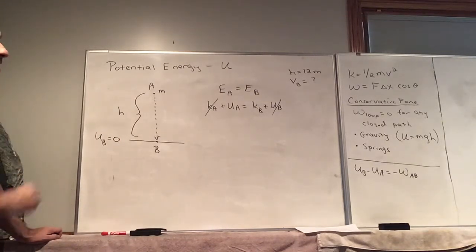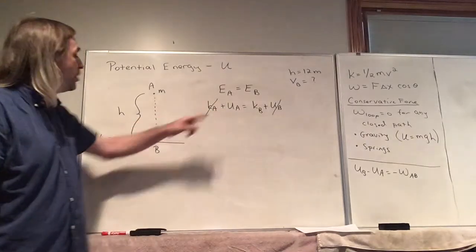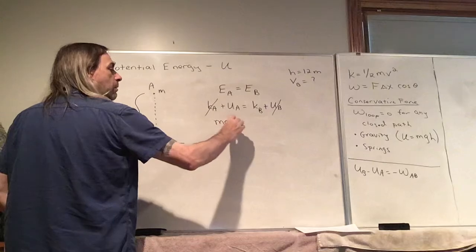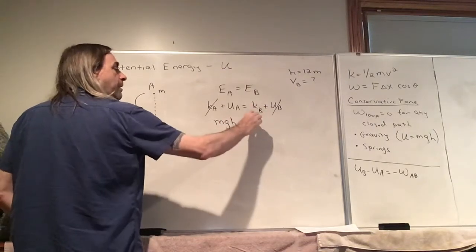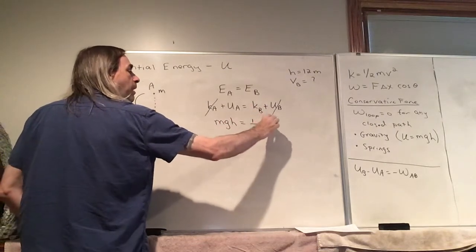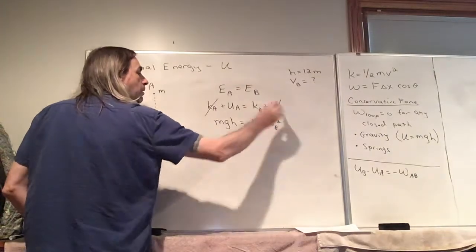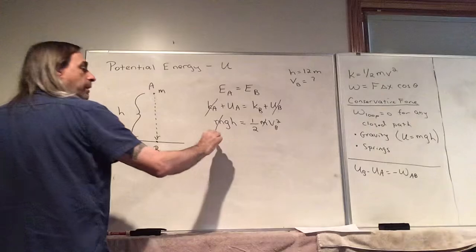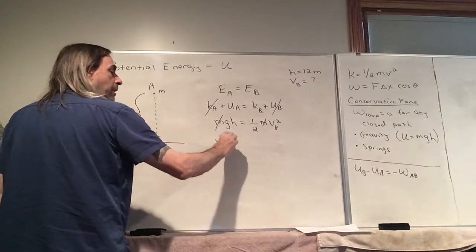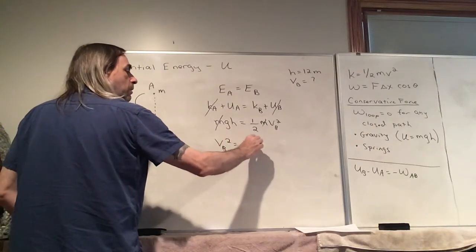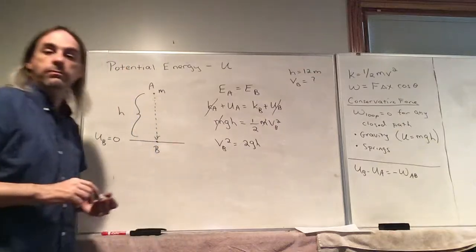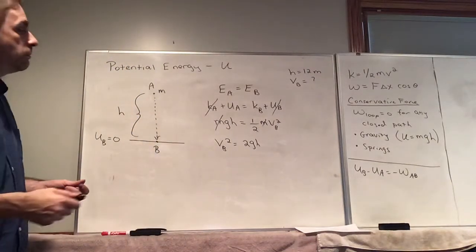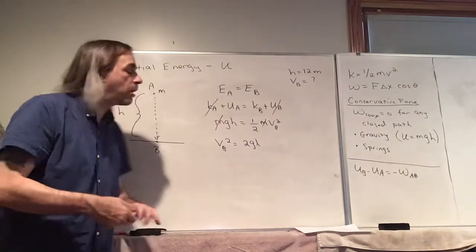Now let's continue with this. The potential energy at A is mgh, and that equals the kinetic energy at B, which would be 1/2 m vB squared. We can cancel the mass out and say vB squared equals 2gh. And just for a check, let's compare this to what we've done before.